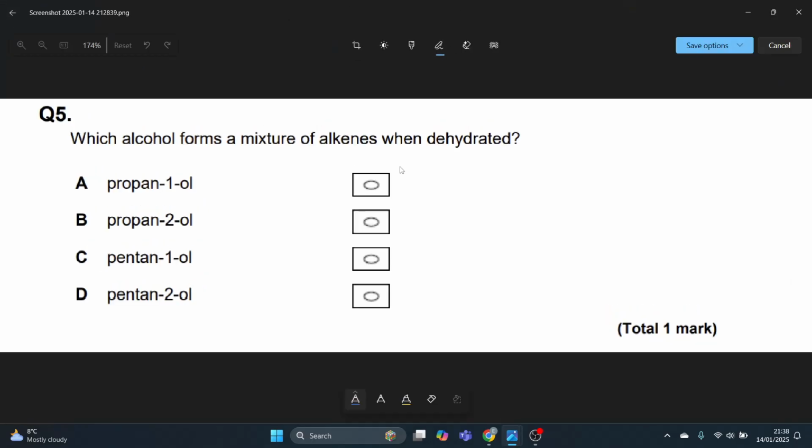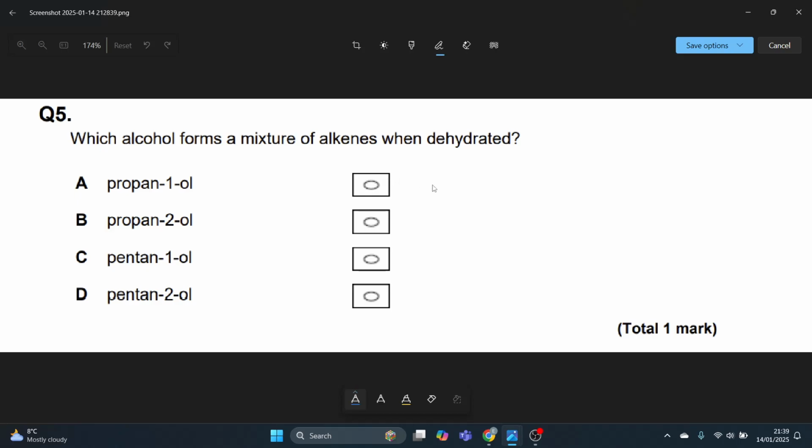Question 5. Which alcohol forms a mixture of alkenes when dehydrated? Remember, it's dehydrated reacted with concentrated sulfuric acid, like for example, ethanol, dehydrated to form ethene. And in some cases, we form a mixture of alkenes because the OH group can exist in more places, so more than one possible product.